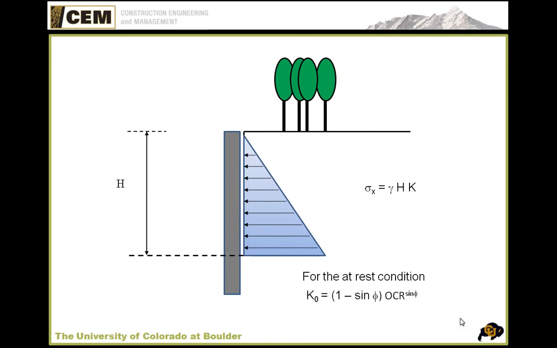And so this is the at-rest condition. Now, this condition is going to be kind of moderate. We're going to see 2 other conditions that are on either side. One a little bit less than the at-rest condition, and one quite a bit more than the at-rest condition. So this is just relating mathematically what we've already talked about, where we put our equation for K naught into our equation for our lateral earth pressure.